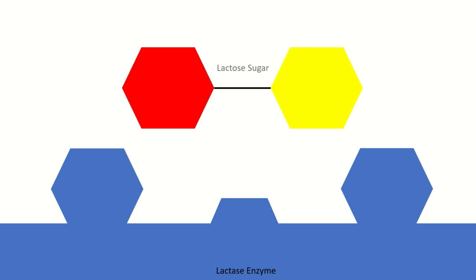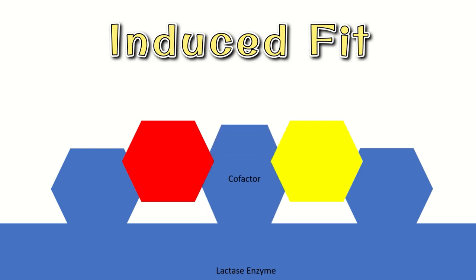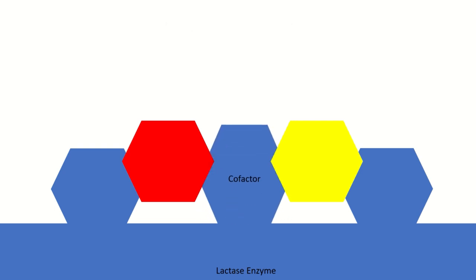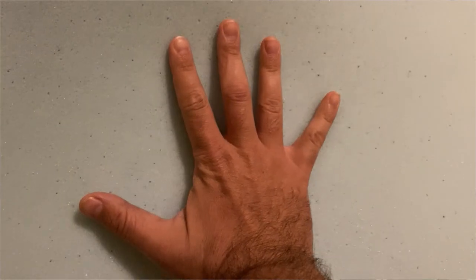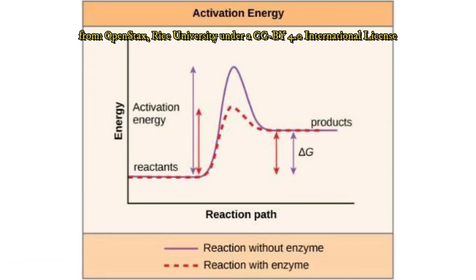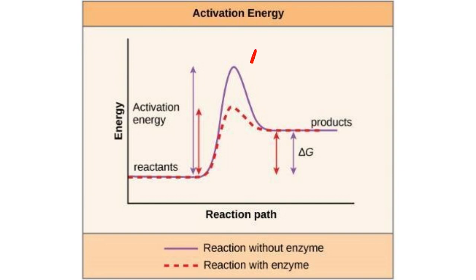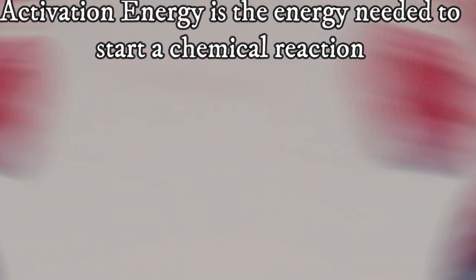The substrate and enzyme connection happens by an induced fit. This means that the enzyme can slightly change its shape to fit a specific substrate. Once connected, this is called the enzyme-substrate complex, which is very similar to how a memory foam mattress shapes itself around you. Enzymes don't change the level of free energy available in an interaction, but it lowers the activation energy, helping to reduce the energy needed to start a chemical reaction.